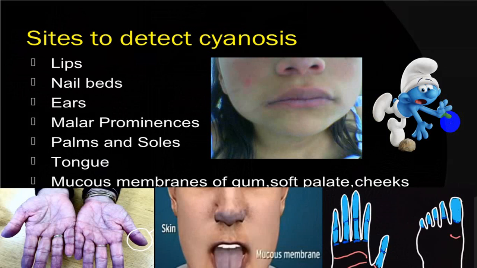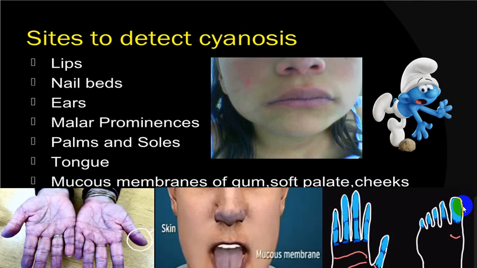We have given the exception. And because deoxyhemoglobin-containing blood is circulating in the systemic circulation, you will have the lips, nail beds, ear lobules, malar prominence, palm, sole, tongue, mucous membrane of gums, soft palate, cheeks, etc. blue in color. So when you get bluish discoloration in these multiple areas, you can see here the nasal skin, mucous membrane, lips, peripheral, all are blue. This is classical central cyanosis.